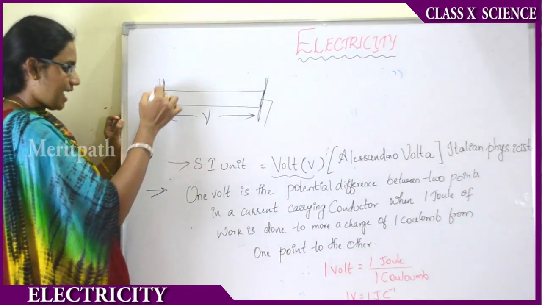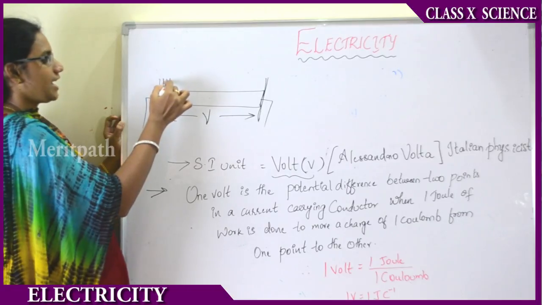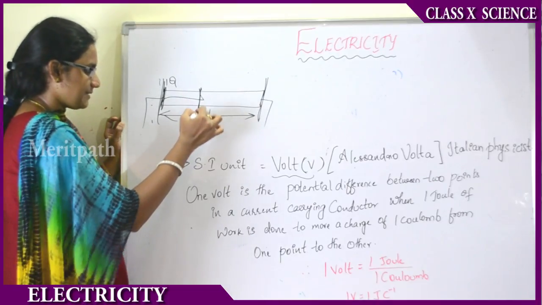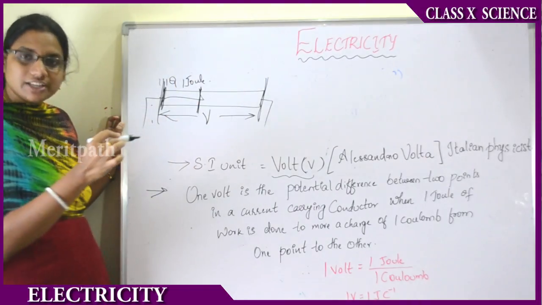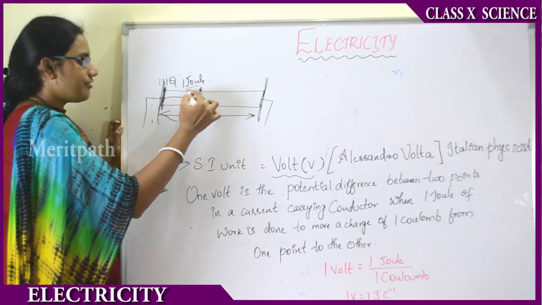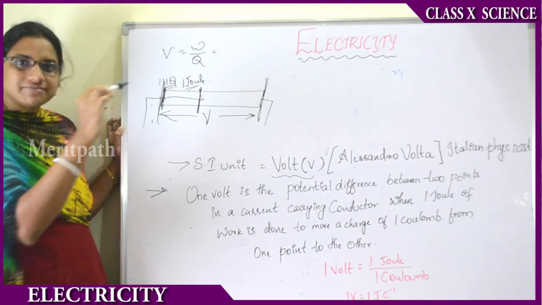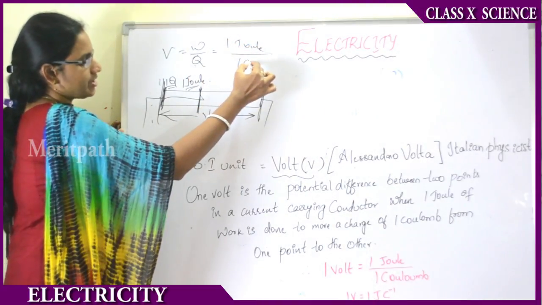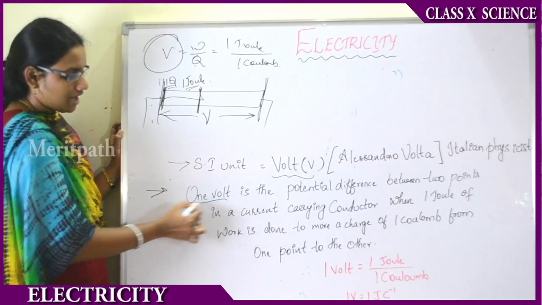Assume this is a conductor with current passing through it, and one negatively charged charge is moving from here to this place. This amount of work is done as 1 joule. The unit of work is joules and the unit of charge is coulomb. 1 joule of work for 1 coulomb. See, V equals W by Q. Work done is 1 joule, divided by 1 coulomb of charge, is known as 1 volt. That is defined as 1 volt.